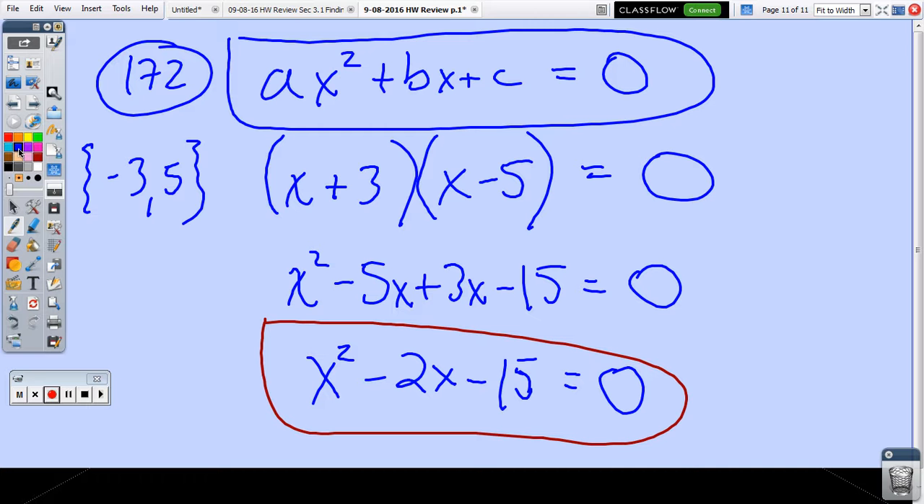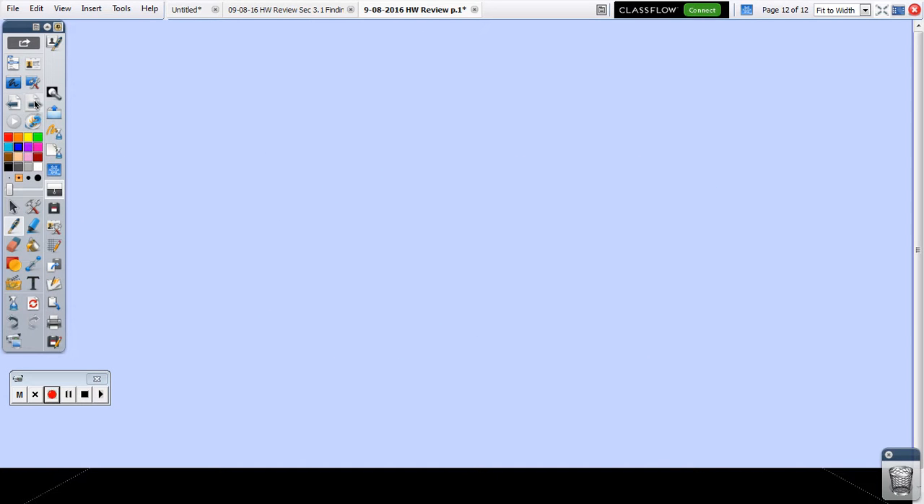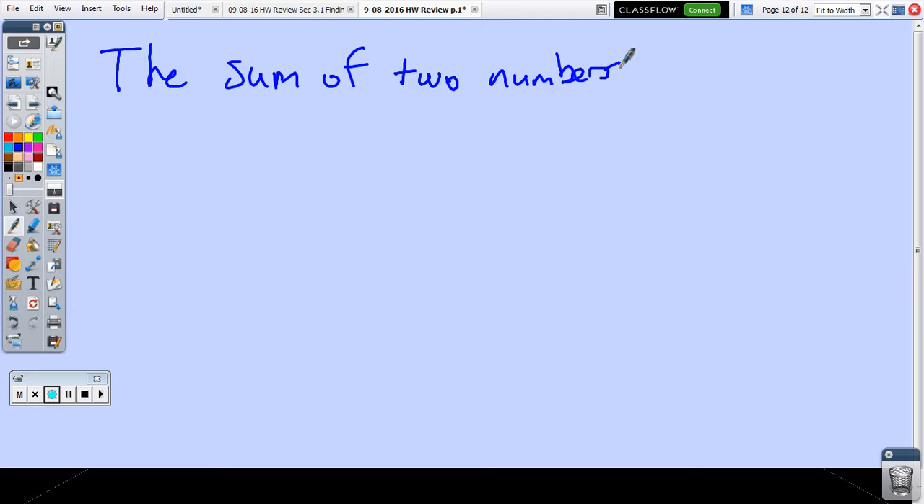And if someone wants to come up here and try it, that would be awesome. It says something like, the sum of two numbers. Are we going to have word problems? Is that what you're going to ask me? Yes, we're going to have word problems. But they are going to be much more simple than 151 and 152.